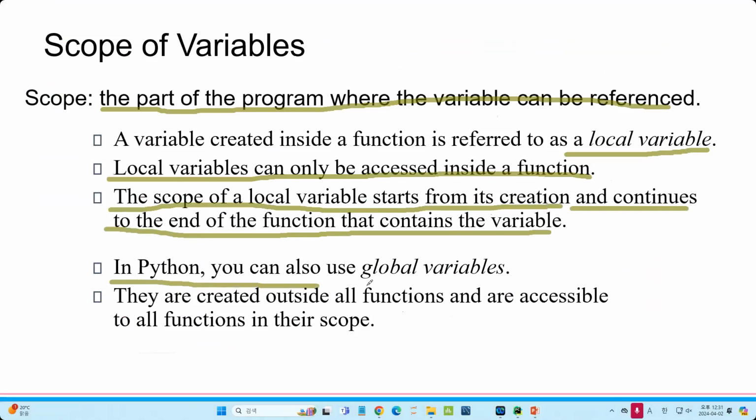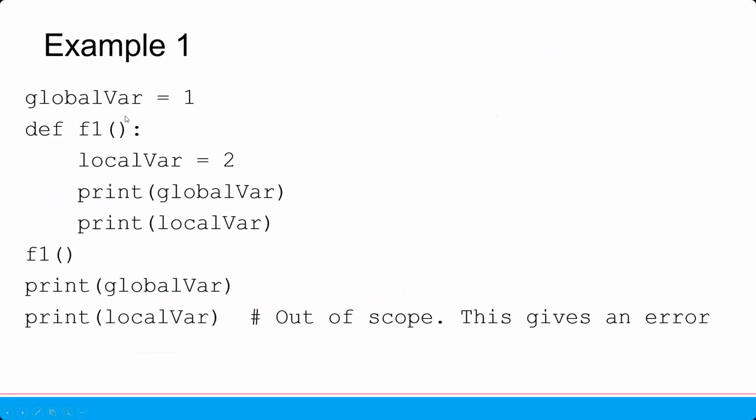In Python, you can also use global variables. They are created outside all the functions and are accessible to all functions in their scope. So what does it mean? See. Is it possible to run this code? Let's look at the code.